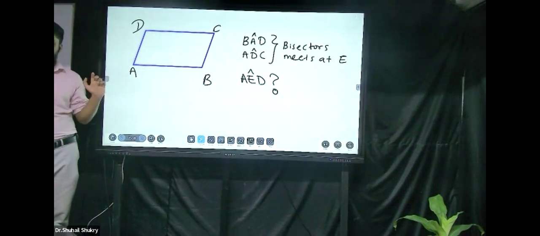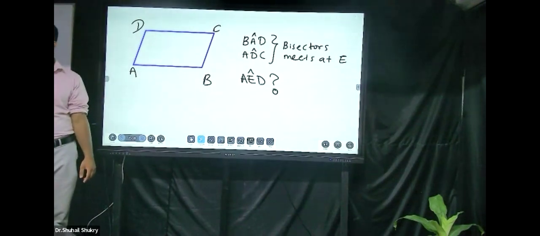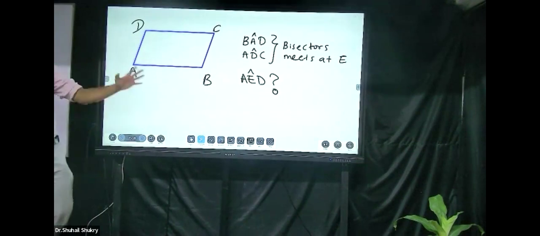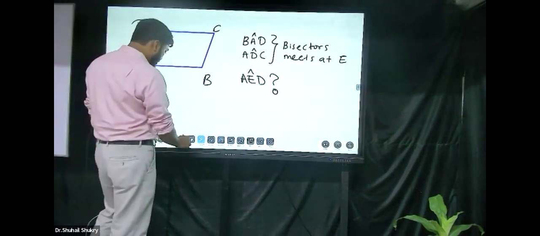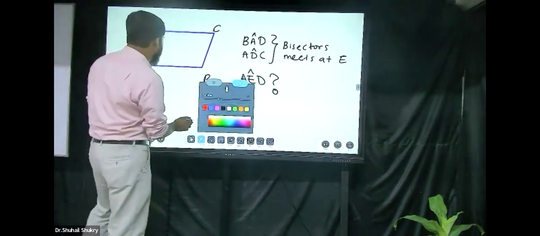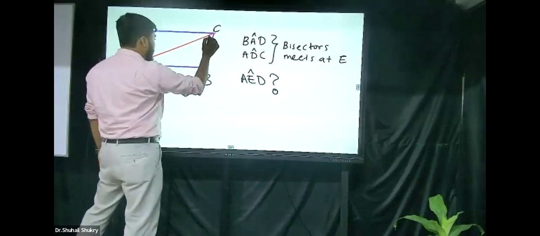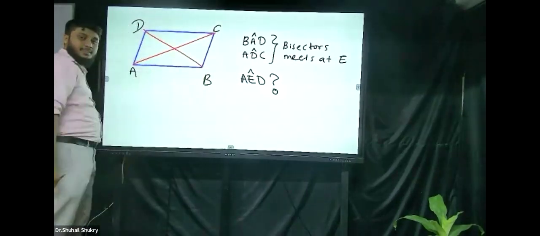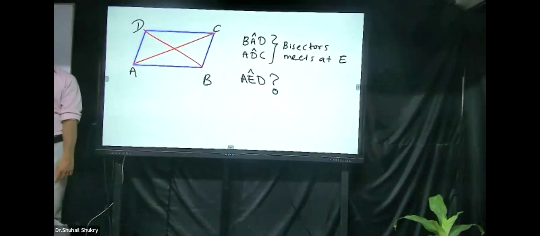Answer is 90. Now we'll see how we get the 90. First thing I told, most of the people will draw it incorrectly. Why? Because everyone got the two bisectors. From here to here, equal. Here to here, equal, right? Both bisectors are good.